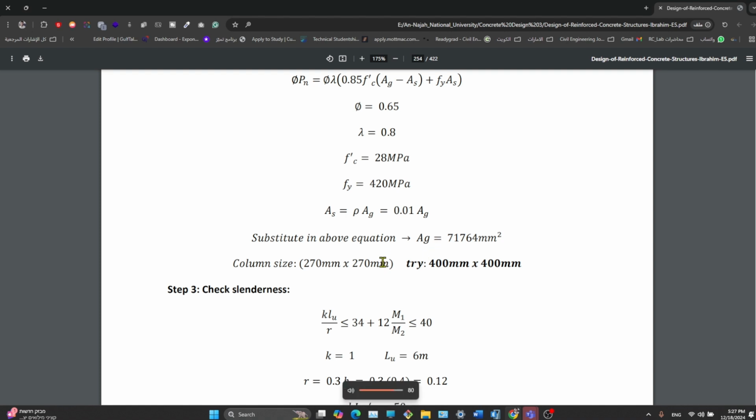Okay. So when we did the calculation for the P ultimate, we got a cross section area that comes to this, which is 71.64. So okay, now I understand indeed.